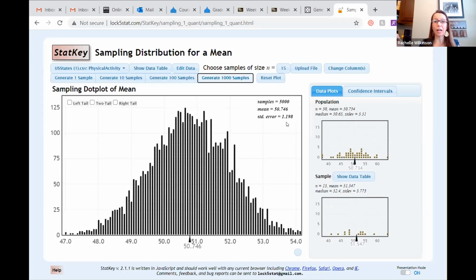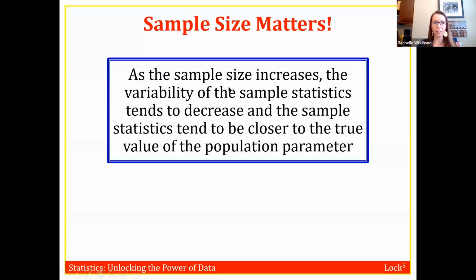So that just means that I'm going to be more likely to get a sample mean value that is closer to the population value, which makes sense. You would think that if you took a bigger sample, that should be better. That should get you a value that's closer to the actual population value. And it does. It increases your odds of getting a sample value that is closer to the population value. All right, so sample size matters. The variability of the sample statistic decreases as the sample size increases.